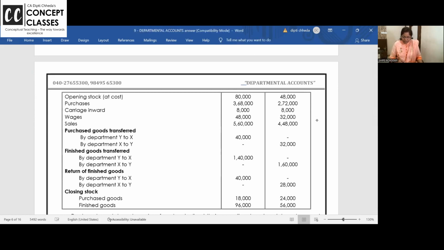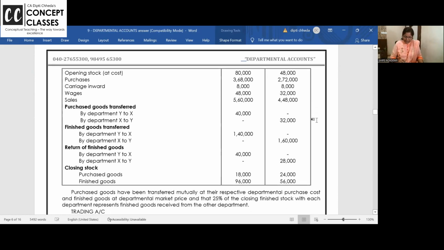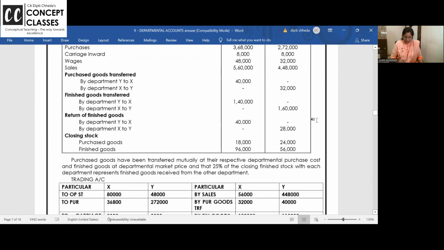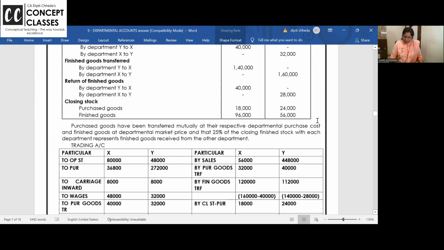Purchase goods are transferred from Y to X. तो X के डेबिट में आएगा, Y के क्रेडिट में. अभी करके देखते हैं, देखो. Finished goods are transferred. Return of the finished goods. Closing stock. Purchase goods have been transferred at the cost. No problem. I purchased the goods and I gave to, अरे मेरा ही डिपार्टमेंट है ना, चलो cost to cost ही दे दिया. But finished goods are transferred at departmental price.